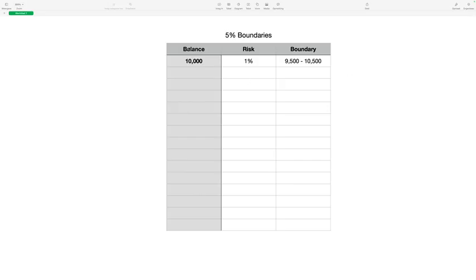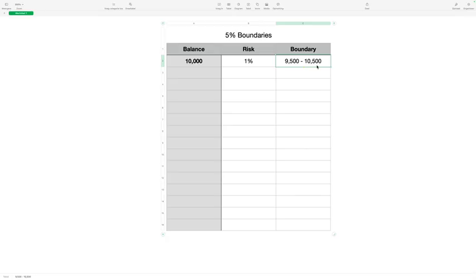On the left side, we see the balance. In the middle, we see the risk, so the risk percentage we are going to use in the next trade. Then we see the boundaries. We have a boundary of 5% going either in drawdown or in profit, so 5% going either side. That leads us to 9,500 if our starting balance is 10,000, because that's 5% in drawdown. And then we have 10,500, which is 5% in profit.